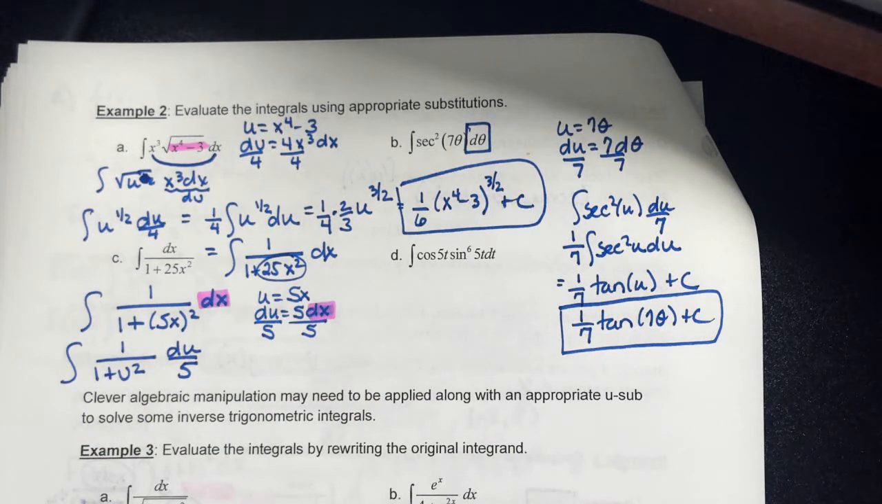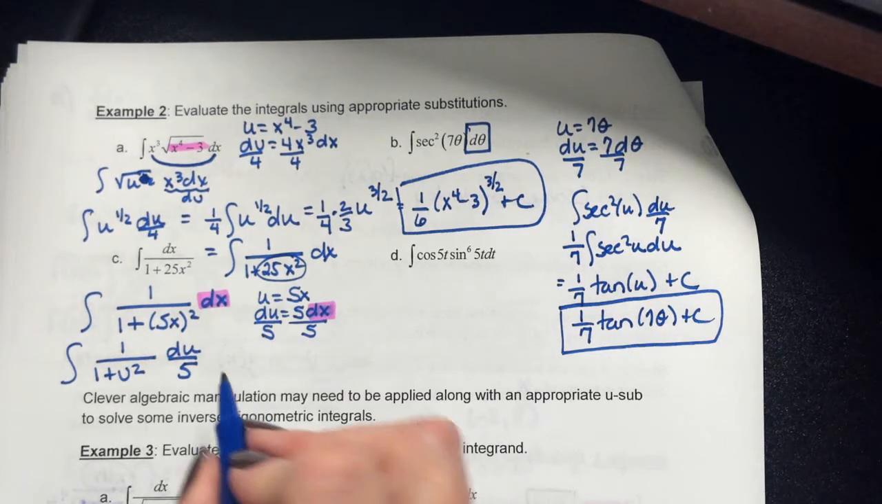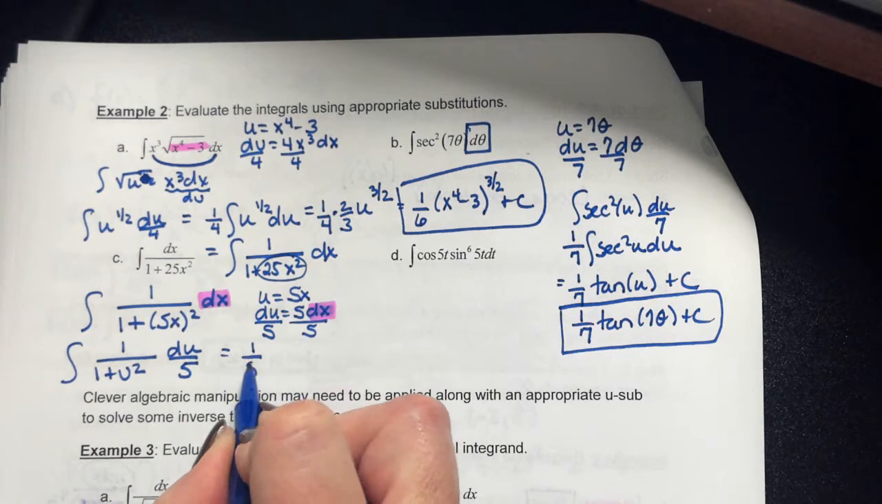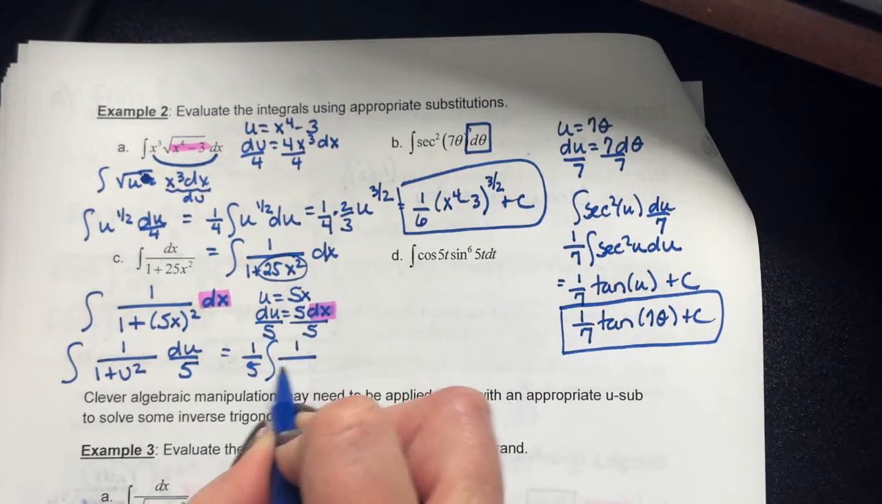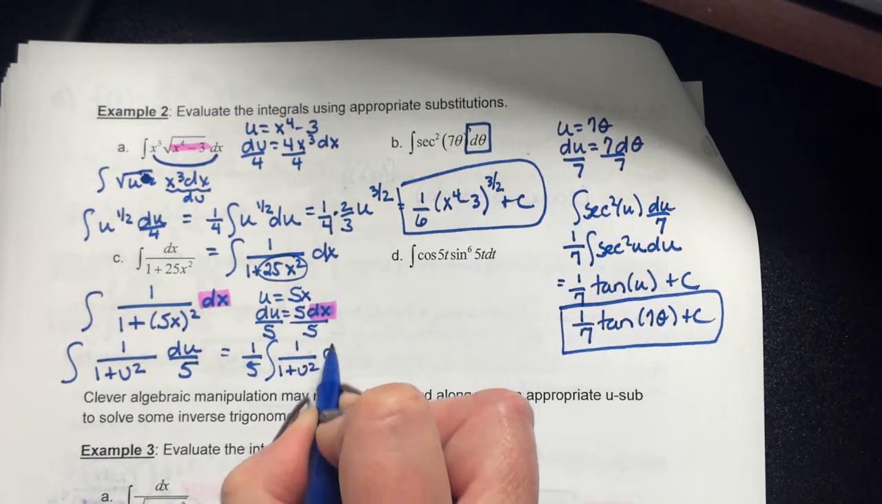So a lot of times, ladies and gentlemen, with these inverse trigs, you do have to do some algebraic manipulation to get it in the form of an inverse trig in order to be able to set up a u sub. So what constant can I pull out of this integral? I can pull out a 1/5. So I have 1/5 times your integral of 1 over 1 plus u squared times du.